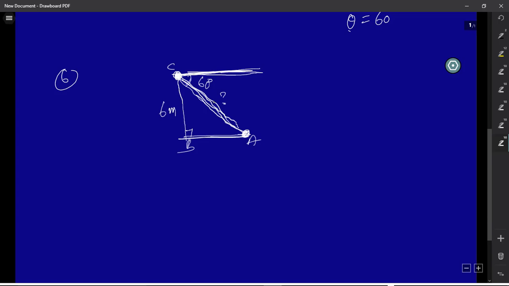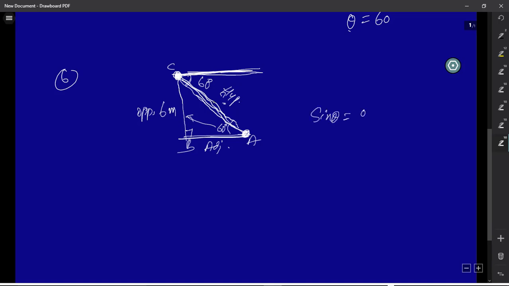So if this angle is 60 degrees, this angle also has to be 60 degrees because they are alternate angles. Now, with respect to this angle which is 60 degrees, this is the opposite side, this is the adjacent side, and this is the hypotenuse. So I have to find out the hypotenuse.